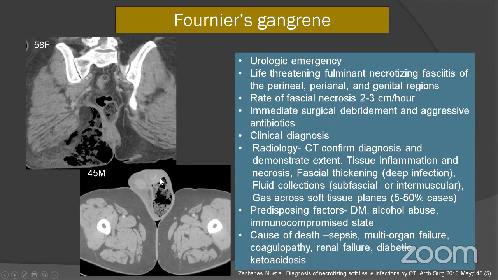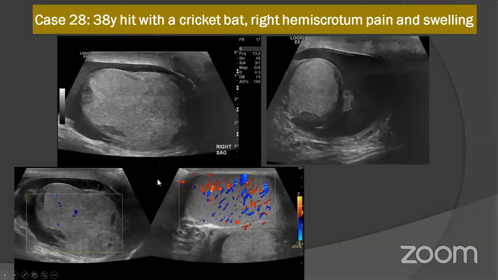fluid collections. And of course, patients who are diabetics, immunocompromised, or alcohol abusers are predisposed. And this can be fatal, as it can lead to sepsis, multi-organ failure, diabetic ketoacidosis, and renal failure. And so with that, maybe just one last case I'm going to show you of scrotal trauma.